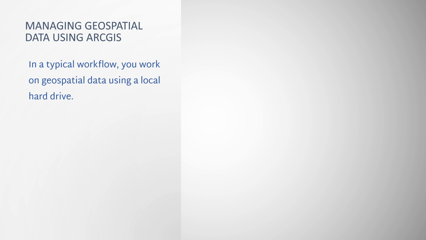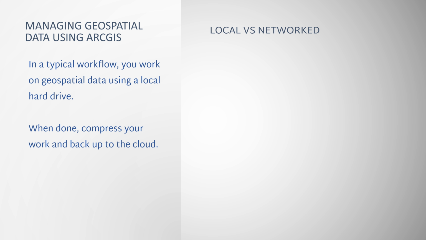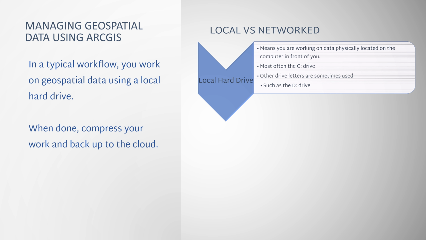In a typical workflow, you work on geospatial data using a local hard drive. When done, you compress your data and back up your work to the cloud so that you can retrieve files from anywhere. When referring to a local hard drive, it means you are working on data physically located on the computer in front of you. On a personal computer, this is most often the C drive. In one of the computer labs on the HSU campus, this would be the D drive.